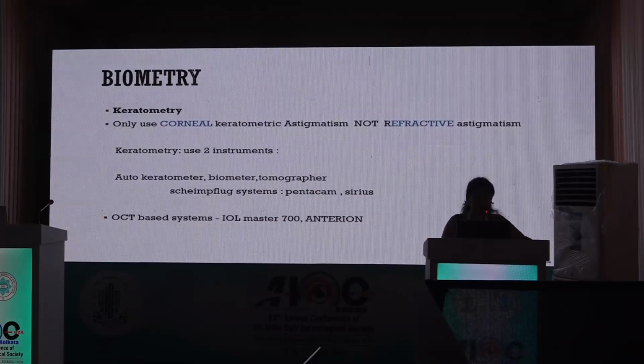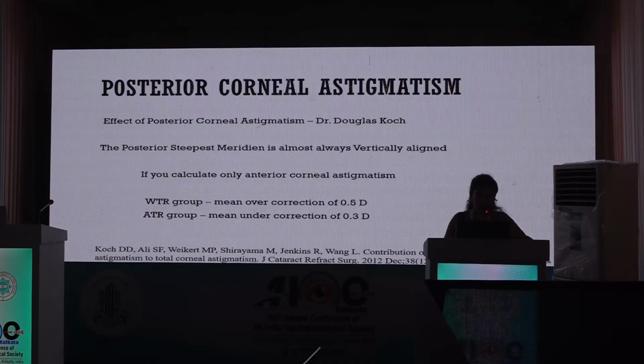Coming to biometry, it is the corneal keratometric astigmatism we are going to deal with and not the total refractive astigmatism. So for keratometry, you always try to use 2 instruments, either your auto-K instrument, the biometer, or a tomographer. Now the OCT-based systems like IOLmaster 700 and Anteoron will also give you the K readings.